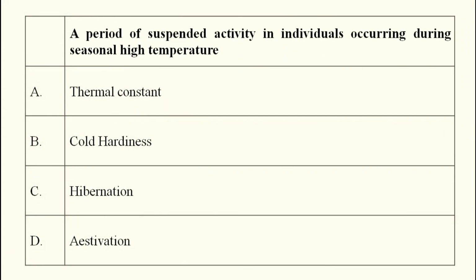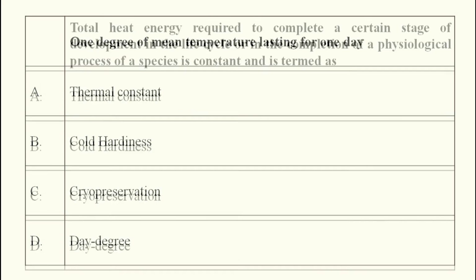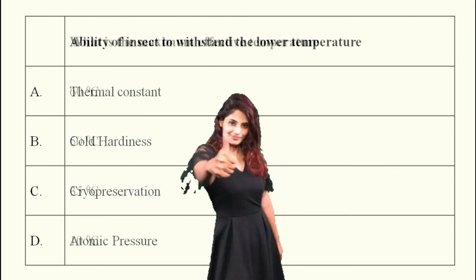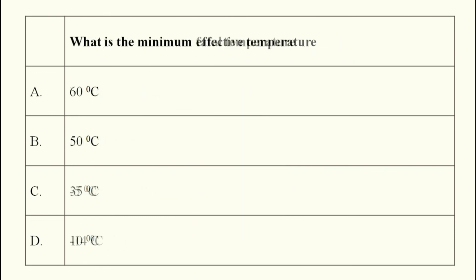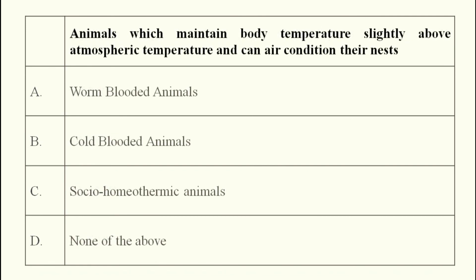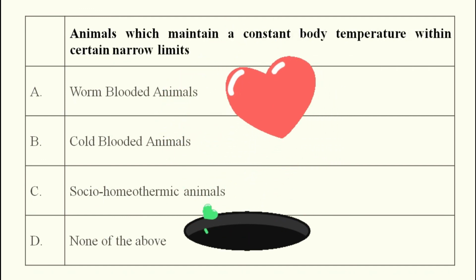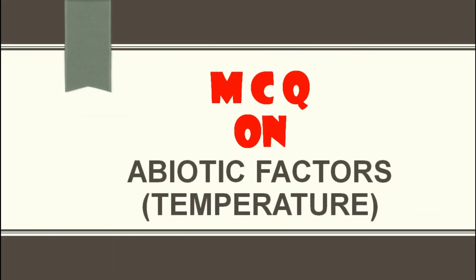So you see, we have completed most of the questions of this particular topic, that is your MCQ on temperature as an abiotic factor. Temperature not only affects the insect directly but also indirectly, like temperature will affect the moisture, humidity and all. So they will also affect insect development. Like this we have completed temperature. We will see in the next part about moisture, humidity, rainfall, everything will be completed one by one.